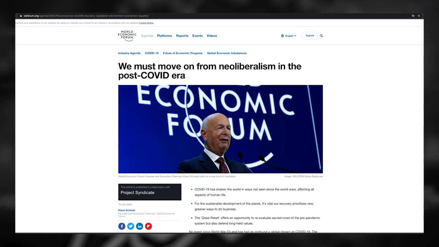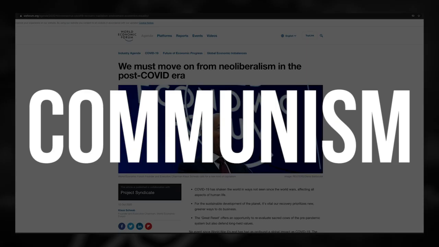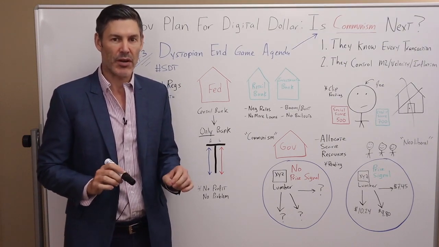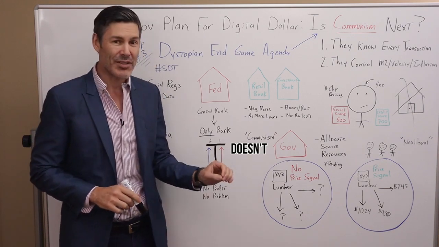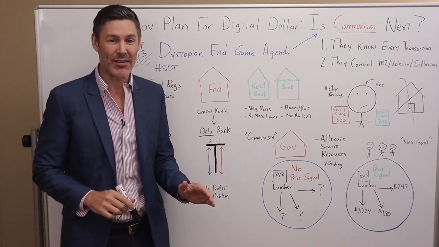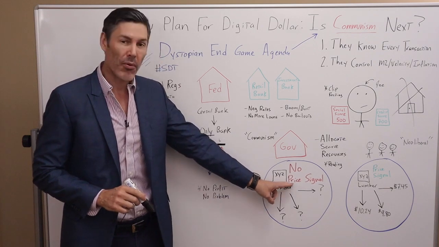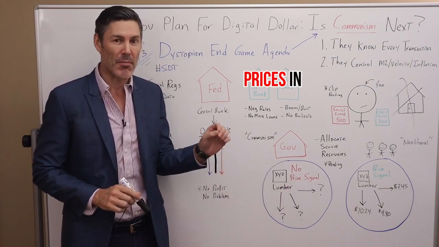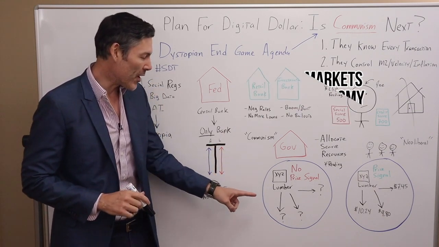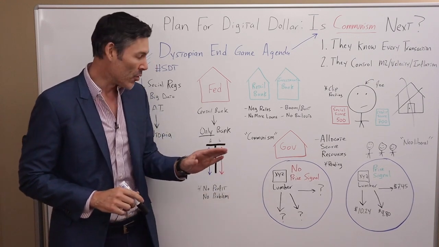Therefore, we need to move away from this bottoms-up approach that gives the power to the individual and move more and more towards a centrally planned economy. In other words, communism. The problem the socialists, communists, Marxists, and central planners have is that communism doesn't work very well. Why doesn't it work well? There's several reasons, but the main reason is because there's no price signals, and prices in markets and in an economy are incredibly important. Let's go through a very basic example to understand how this works.